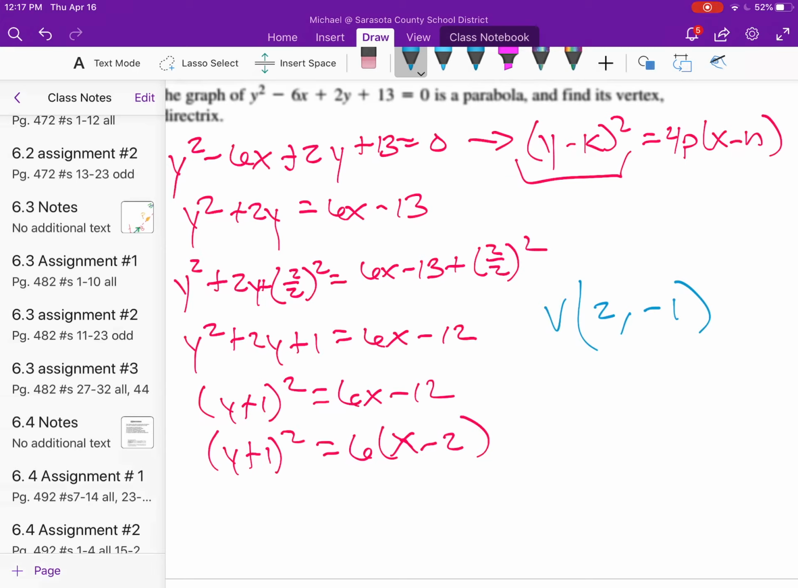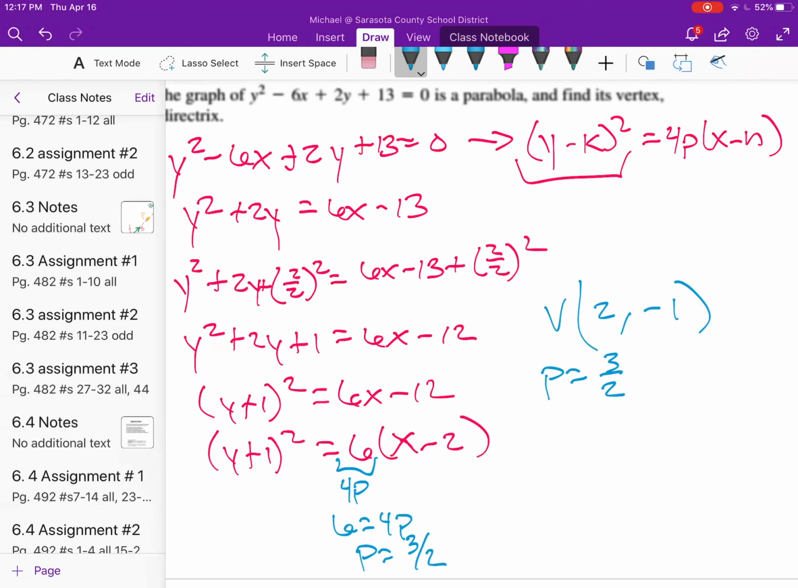And then we know that the whole value of 6 is actually equal to 4p. And I know that p is going to be positive because it's opening to the right. All right, since we have p being positive, this opens up to the right. And so that means that the value of p is 3/2 or 1.5.